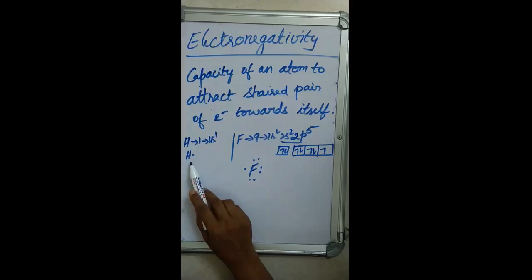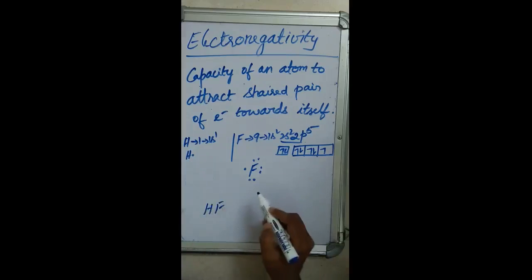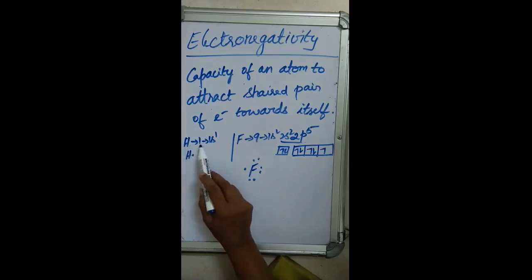Now I have written one example, and I will explain it with the hydrogen fluoride molecule. First I will write how the molecule is formed. Hydrogen has atomic number 1, so the electronic configuration is 1s1. Hydrogen has 1 electron in the outermost shell, so this is the electron I have written here.